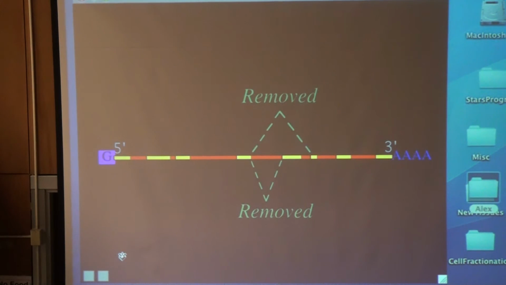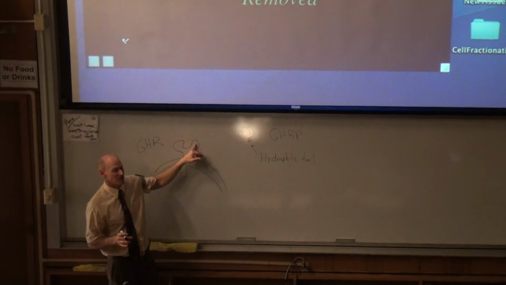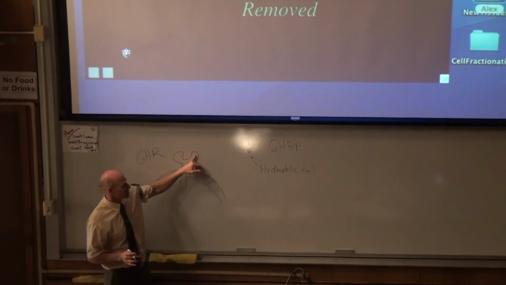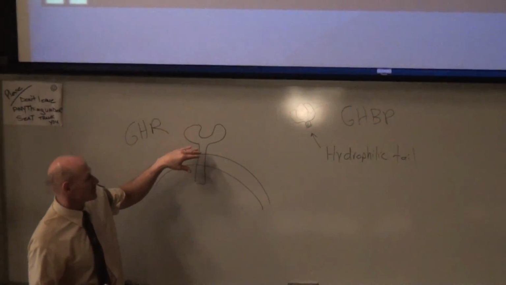Now, this growth hormone binding protein did not have any hydrophobic transmembrane domain, because if it did, it would be anchored to a membrane somewhere. This actually has a little hydrophilic part we call the hydrophilic tail. But the actual hormone binding domain was exactly the same, amino acid for amino acid, as you find in the receptor. And so it seemed likely that these two proteins were coming from alternative splicing of the same gene.